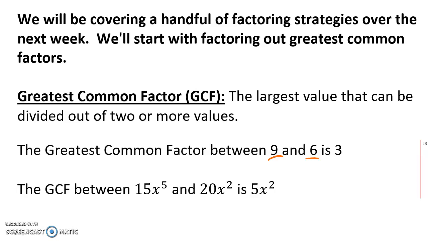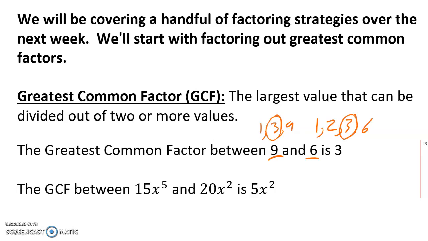If you think about it, all of the numbers that multiply into 9 are 1, 3, and 9. All the numbers that multiply into 6 are 1, 2, 3, and 6. If I look at all of the numbers that multiply into each, the biggest common factor would be 3, just as a quick reminder.